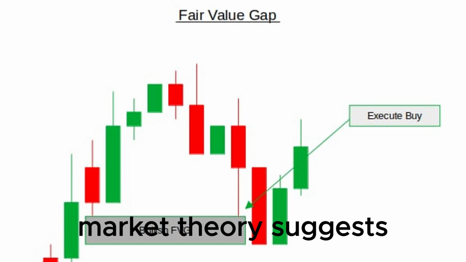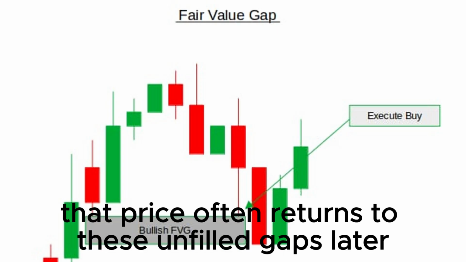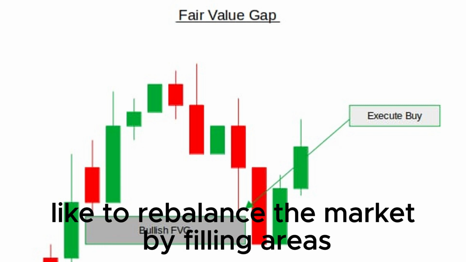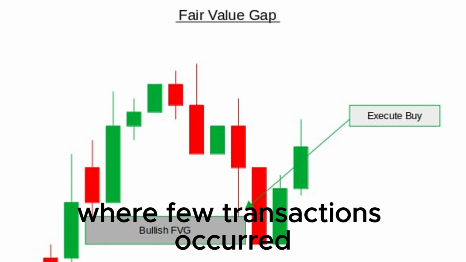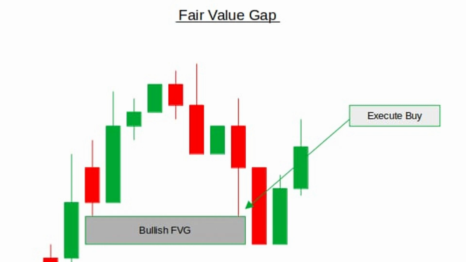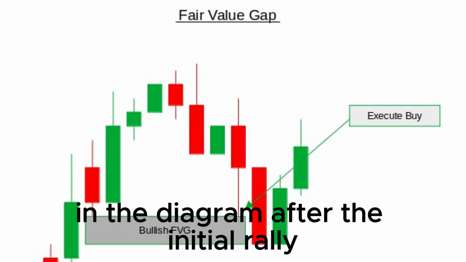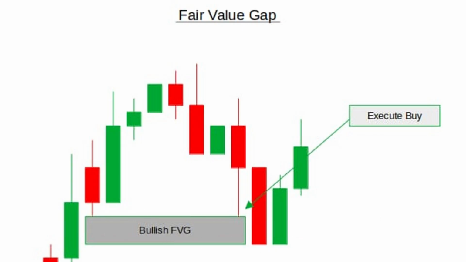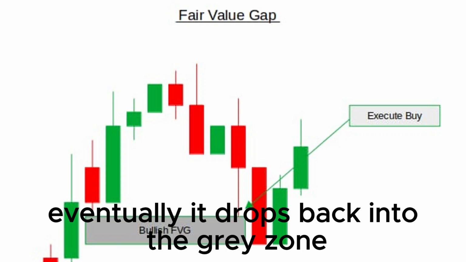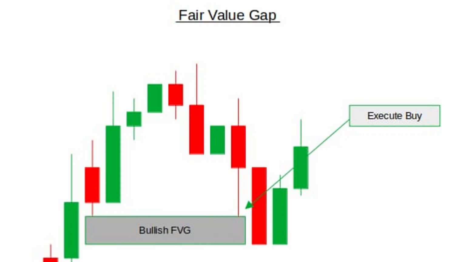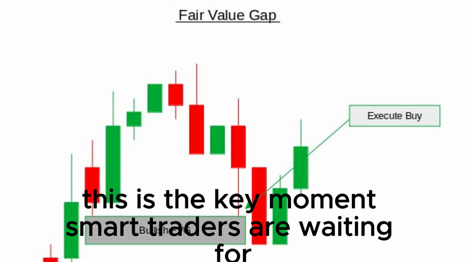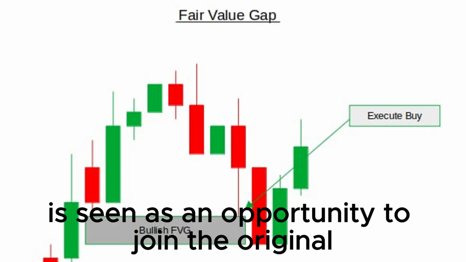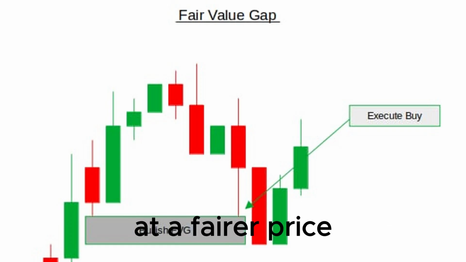Market theory suggests that price often returns to these unfilled gaps later, because professional traders and institutions like to rebalance the market by filling areas where few transactions occurred. In the diagram, after the initial rally, price begins to retrace downward with a series of red candles. Eventually, it drops back into the gray zone, the bullish FVG. This is the key moment smart traders are waiting for, because a revisit to the gap is seen as an opportunity to join the original bullish move at a fairer price.